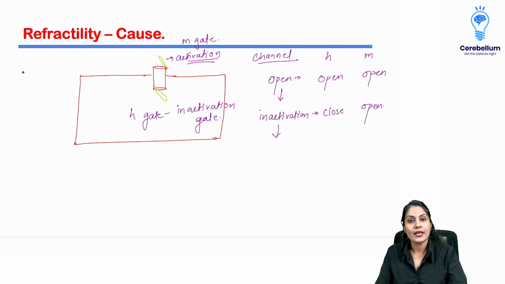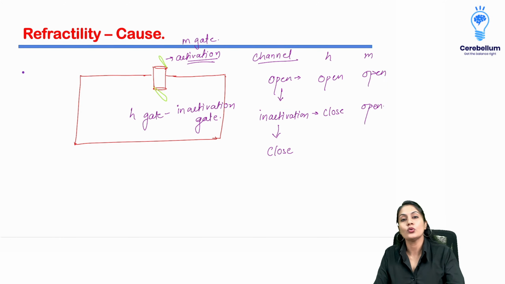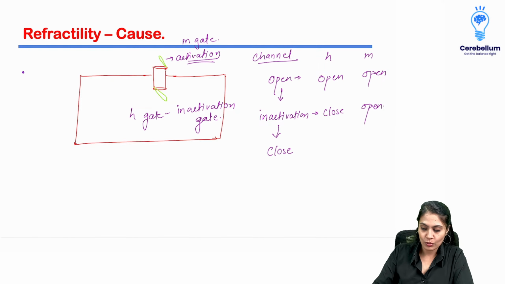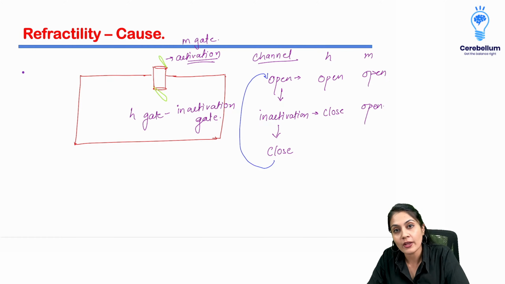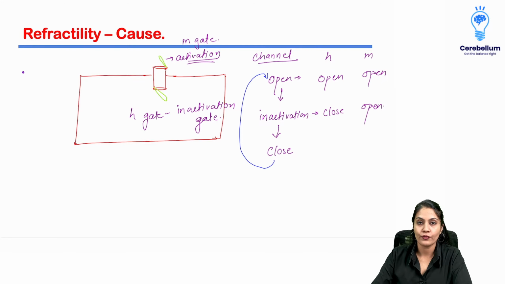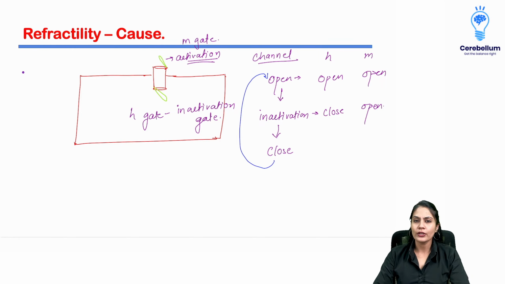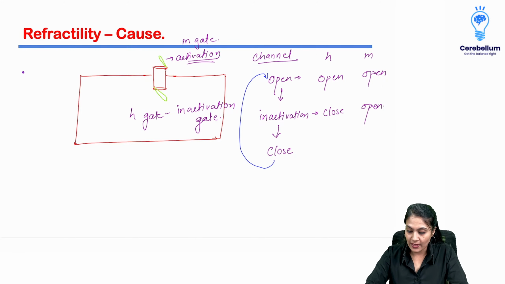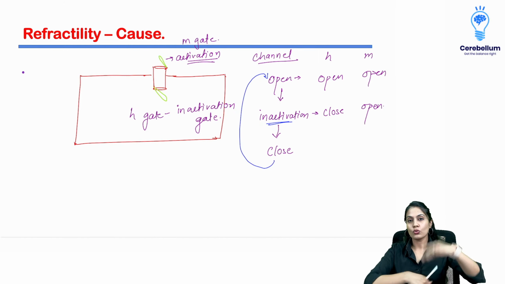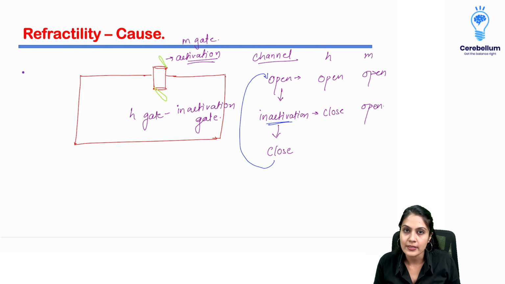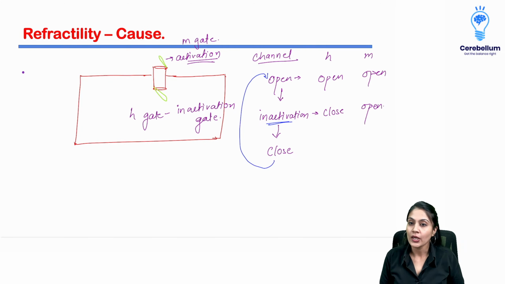Once it is inactivated, after some time it will go and follow the closing state. Once it is closed, then only you can reopen it. You cannot open the channel from the inactivation state. You have to close the channel first and then it will be opened up. So please remember, when we reach the spike, we say that the sodium channel is closed, but the sodium channel actually doesn't close completely. It is in the inactivation state. But of course, if any of the gates is closed, the sodium will not be able to enter inside. So that's why the sodium permeability is going to decrease, right?